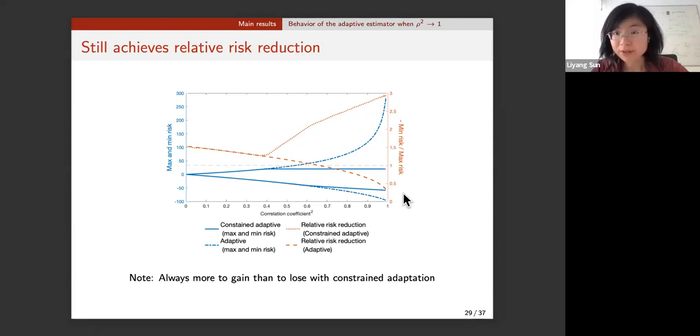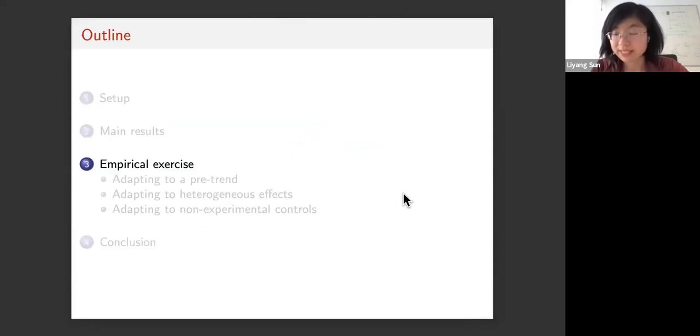And finally, I'm going to cover the empirical exercises in our paper. So I think I probably should go on and take questions after I finish the last section, if that's okay.